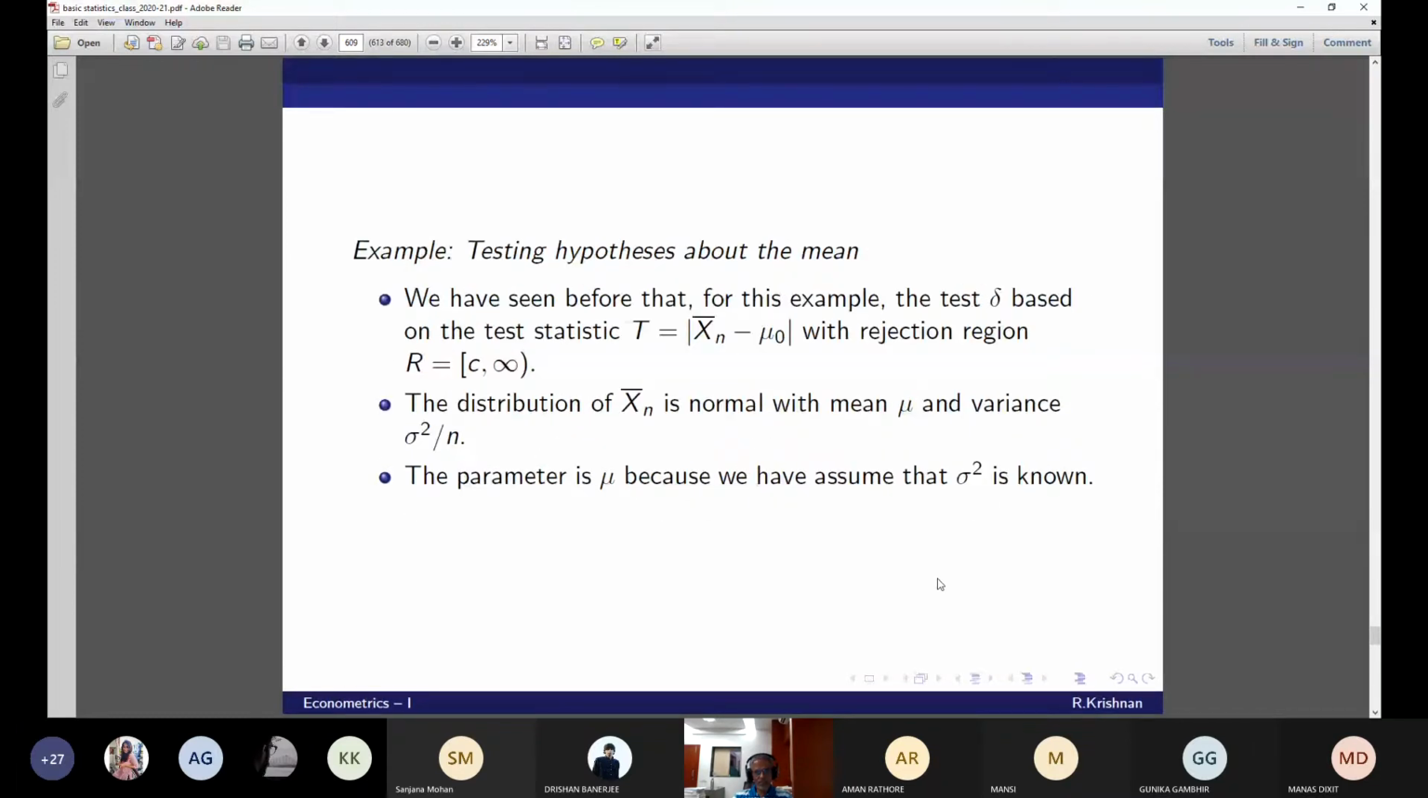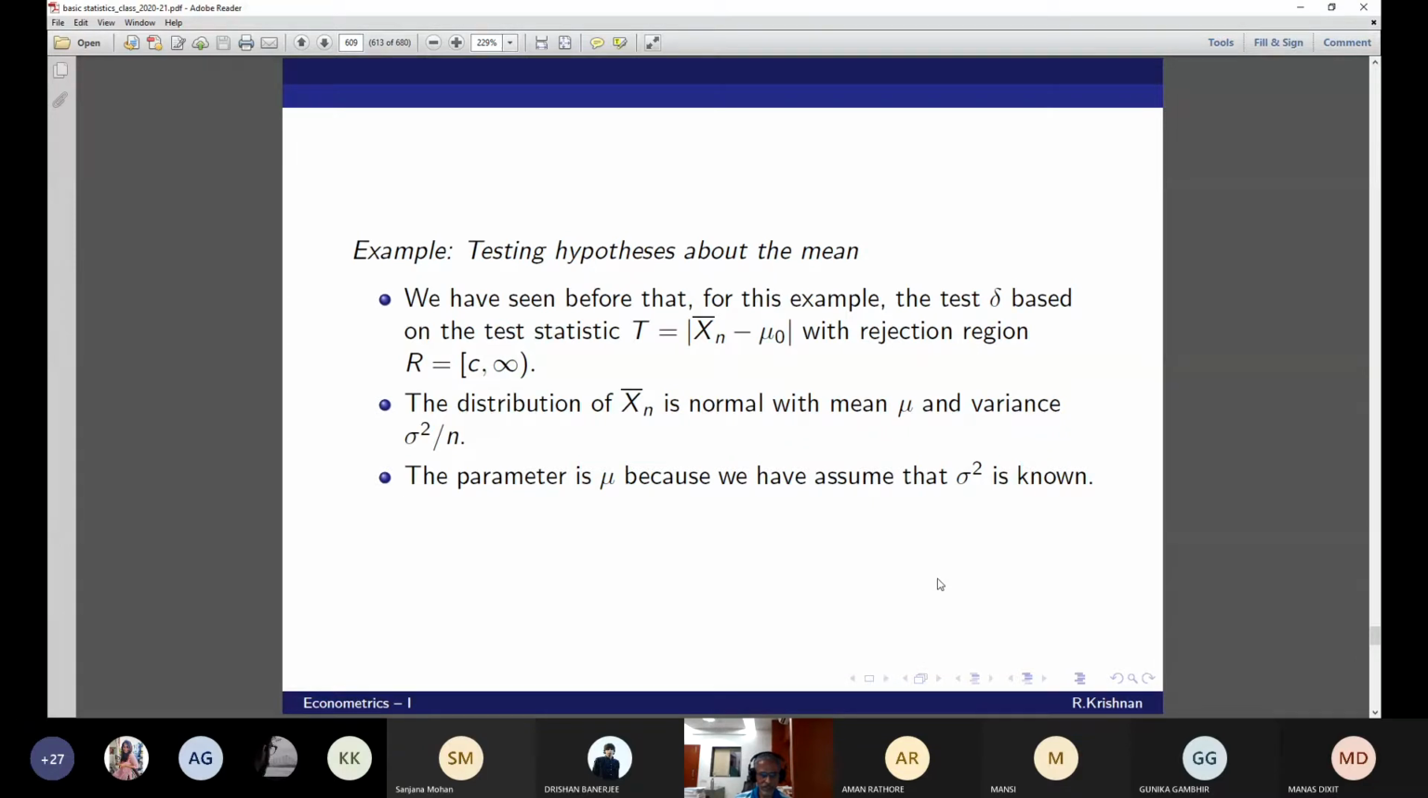Testing hypotheses about the mean. We have seen before that for this example, the test procedure delta is based on the test statistic with rejection region C in the half closed interval C to infinity. The distribution of x bar is normal with mean mu and variance sigma square by n. The parameter is mu because we have assumed that sigma square is known. This is a crucial assumption. We are going to relax this assumption. Mu is unknown, and sigma square is also unknown. How do we do the testing?